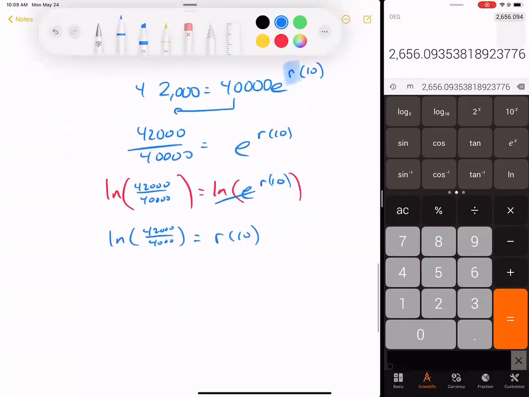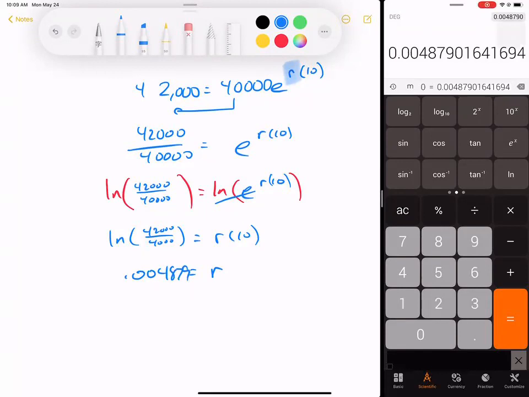Now, this is calculator work. We're going to go ahead and calculate the rate by solving for r. On my calculator, I'm going to type 42,000 divided by 40,000, equals, and we're going to take the natural log of that. Okay, and then we're going to divide this number by 10. We end up with a rate of 0.004879. I'm going to actually take all of it because population is going to be a big deal for me. Okay.